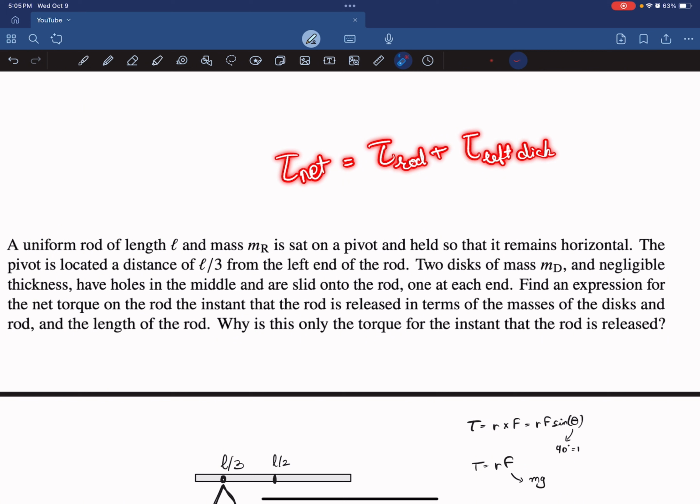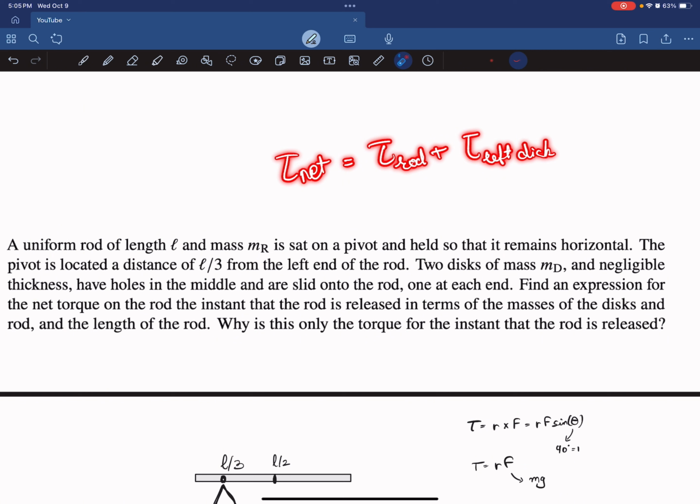If we take this rod, the length of the rod will be L, then the center of the rod will be L/2. And our pivot is set from the left end at a distance of L/3. Now, two discs of mass MD with negligible thickness have holes in the middle and slide onto the rod on each end. So in this way, they slide one disc from here and one disc from here.